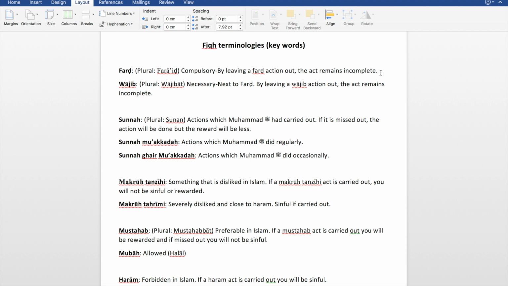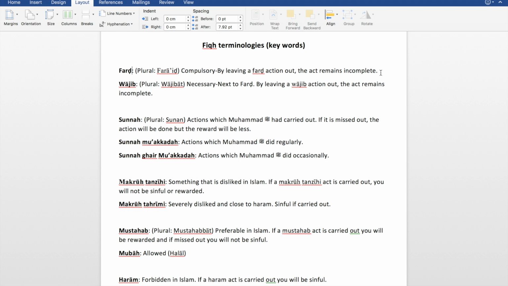Okay, so we learned this in the fara'id of wudu, isn't it? When we learned wudu, there are four things that you have to do in wudu, which was to wash the face, arms, wipe a quarter of the head, and wash the feet. And we learned that if any one of these four things was left out, the whole wudu will not count, even if you've done everything else perfectly.